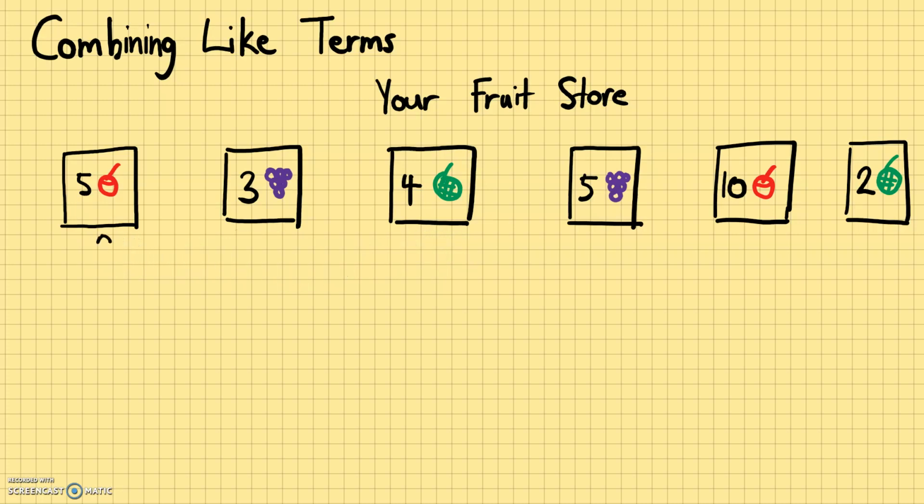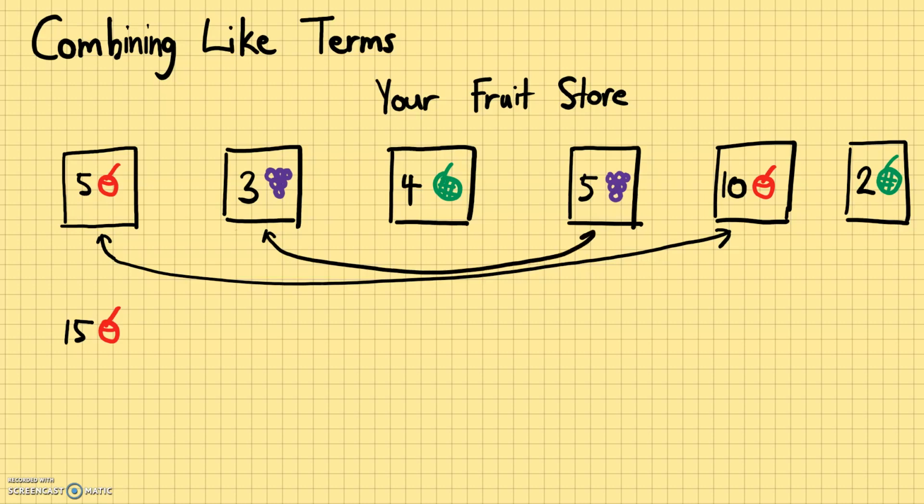Okay, so let's add the apples together, this and that. If we add the apples together, we're going to get 15 apples. And then let's add the grapes together. We have 3 grapes here, 5 grapes here, so a total of 8 grapes. And then let's add the melons together. We have 4 melons here and 2 melons there, so we're going to get 6 melons.